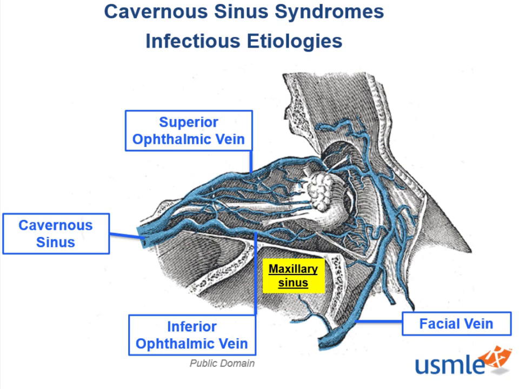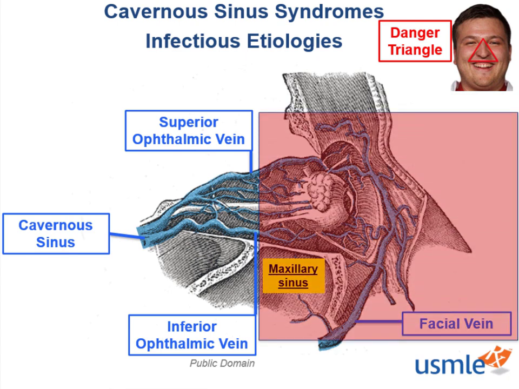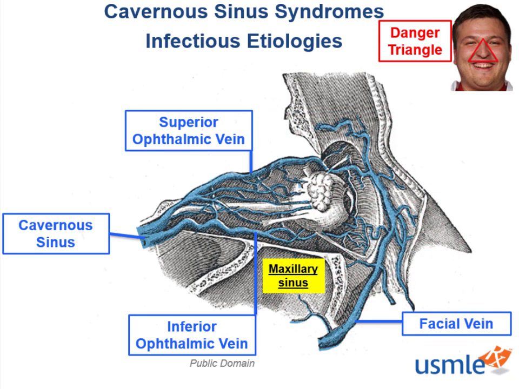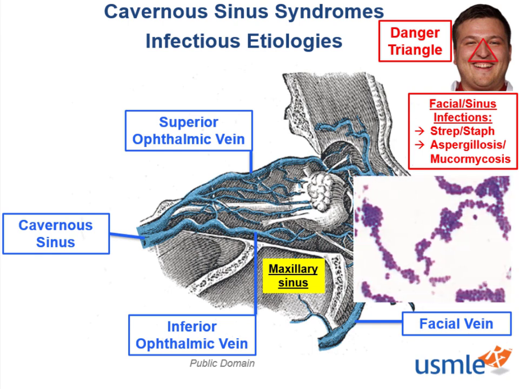This is terrifying, friends, because infections of the eye, face, or sinuses can potentially spread via these veins to the cavernous sinus and the entire dural venous sinus system. Let me show you the danger triangle again. This correlates to this area of the diagram. The most high-yield infectious causes to know include organisms that cause facial, skin, and sinus infections. So, of the organisms listed, which one is this?